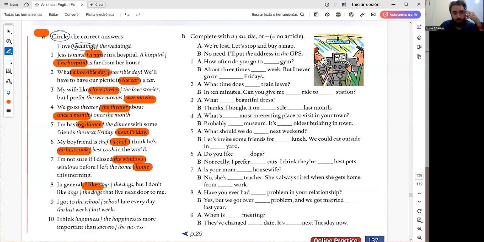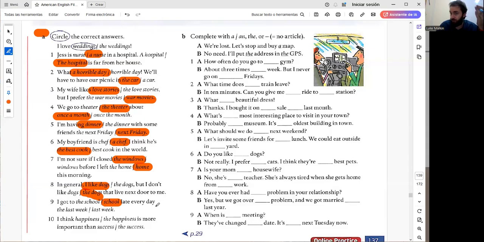In general, I like dogs. I'm speaking generally about some dogs, but I don't like the dogs that live next door to me. See how in the second example, I'm talking about specific dogs, the dogs. But in the first example, I talk about dogs generally. I like dogs.